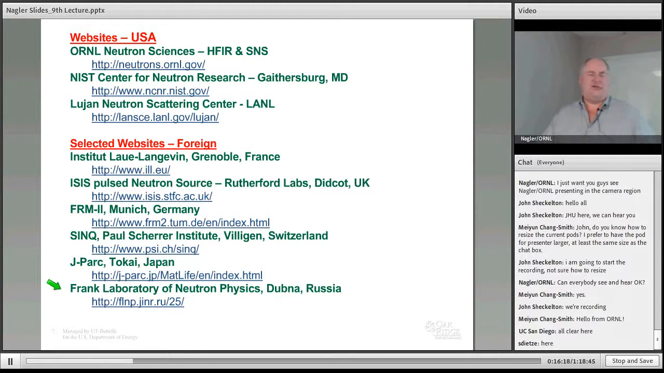And that's one of the more advanced sources in the world. And for something completely different, the Frank Laboratory in Russia is actually a pulsed reactor. So it's possible to have a pulsed reactor as well.